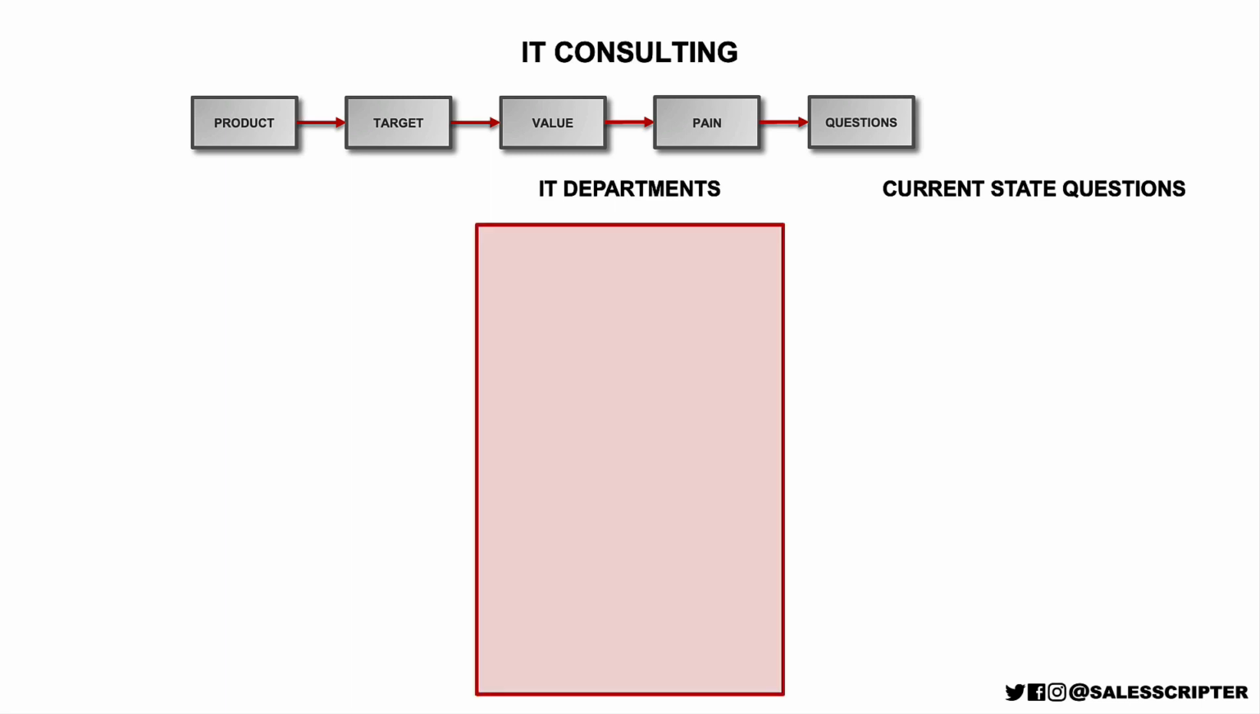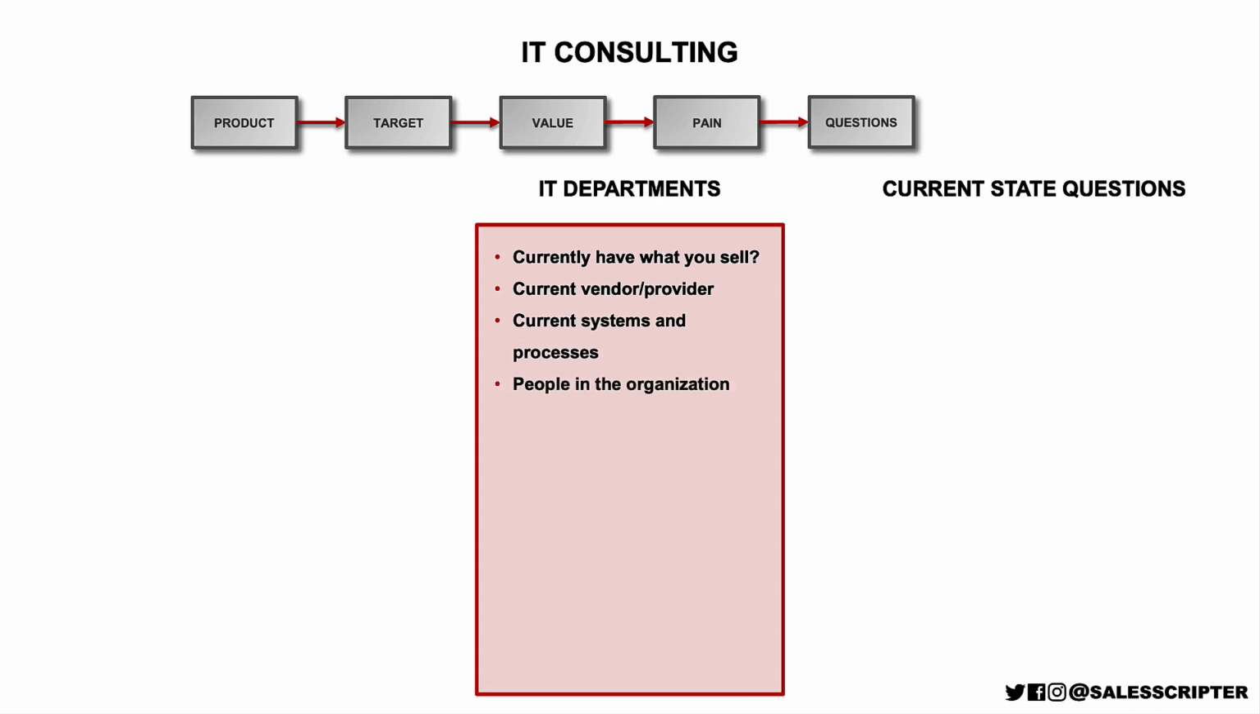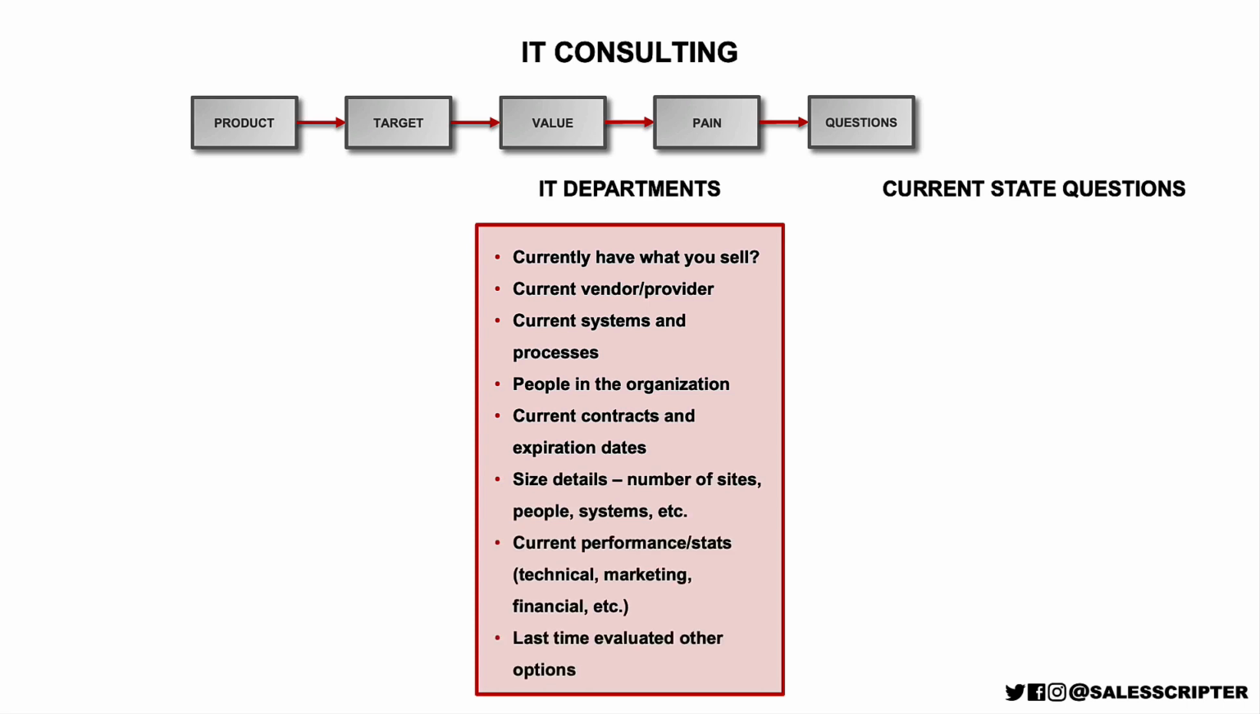I can't tell you the perfect list of current state questions for what you sell, but what I can provide is a list of areas that you might want to ask about. Certainly you want to ask the prospect if they currently use or have purchased what you sell. So you might want to ask about who they've purchased from or who they're working with, any details around current systems or processes, people in the organization, current contracts, any size details, current performance, maybe the last time they looked at purchasing what you sell.